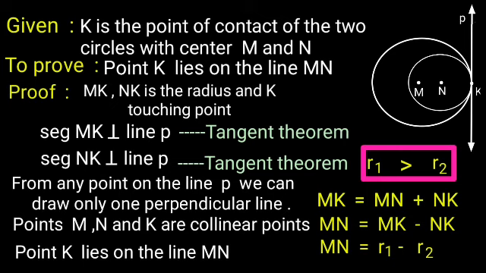R1 is greater than R2. That means MK is equal to MN plus NK. We have to find the distance between these two centers, that is MN. Hence MN is equal to MK minus NK. Hence MN is equal to R1 minus R2.